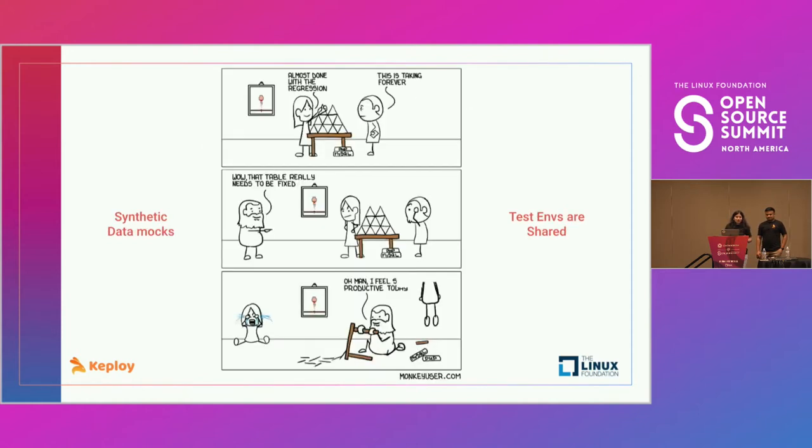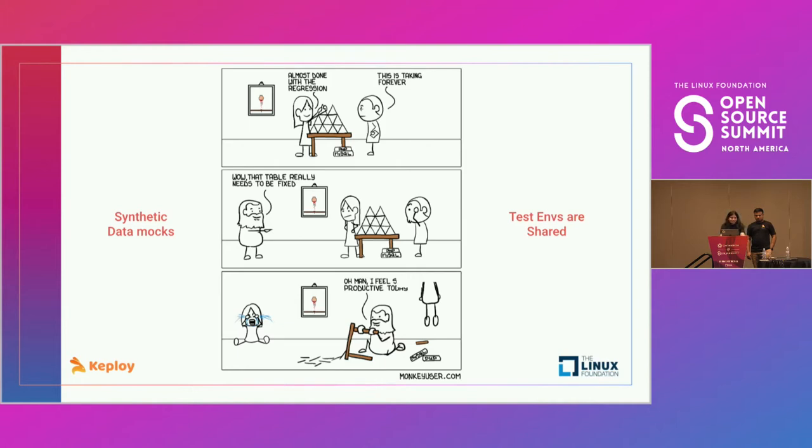It also had the problem of writing the synthetic data mocks, which were not really close to real world scenarios. And people had shared test environments in our team. So if somebody changed anything in the test environment, maybe a database or a configuration, something, the rest of the team's test automation suite starts breaking, right? So again, that was a brittle approach that could not work.